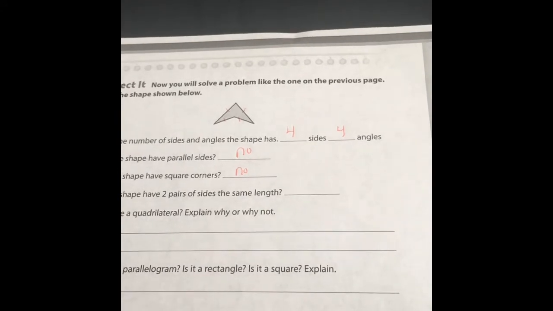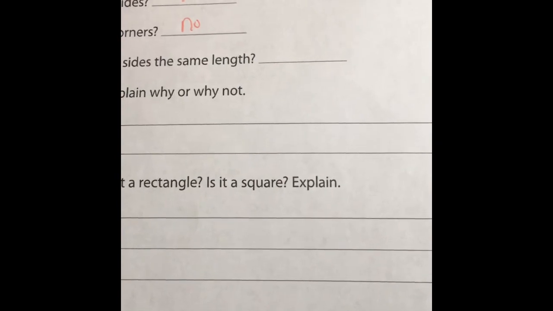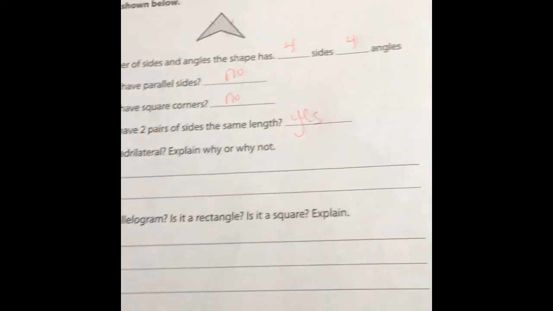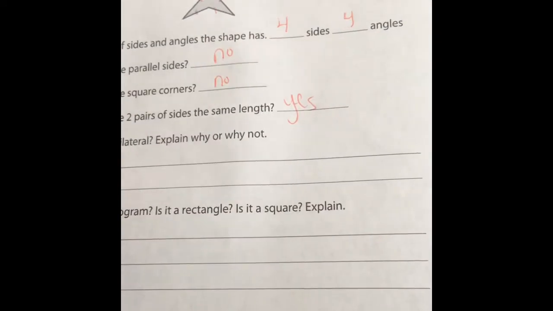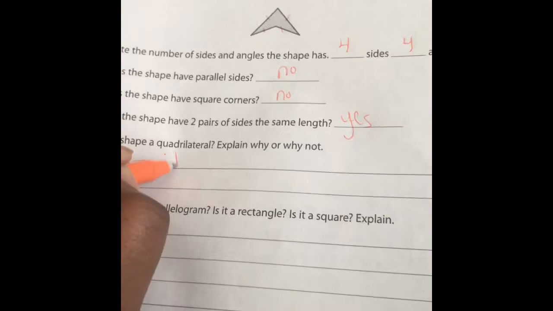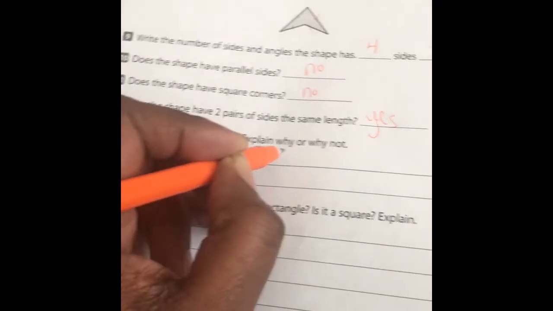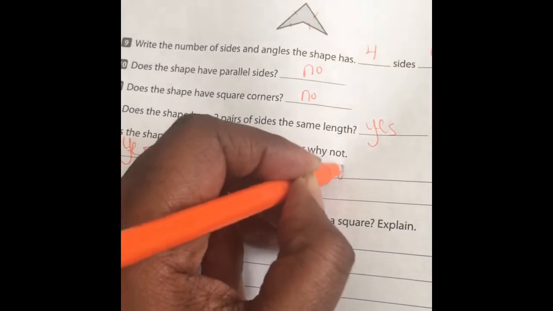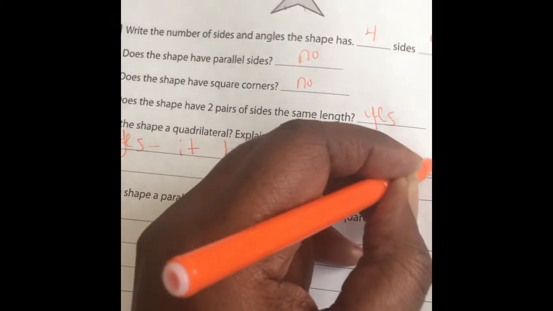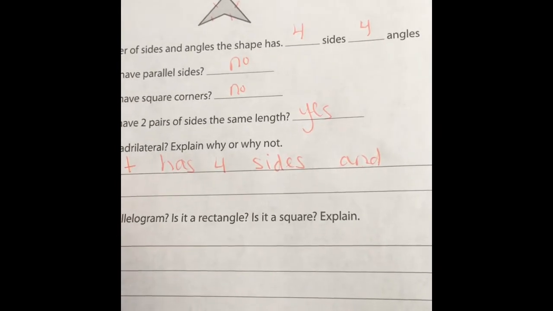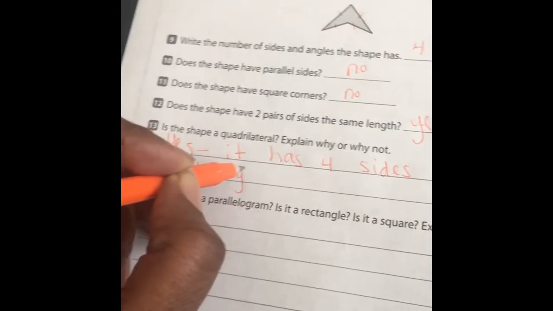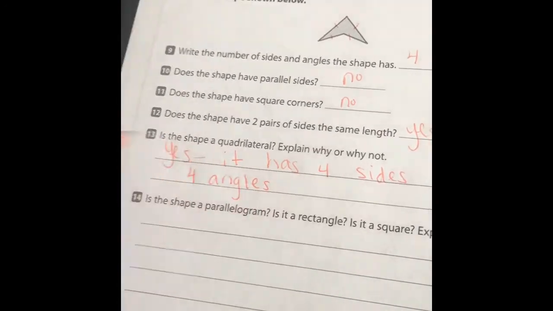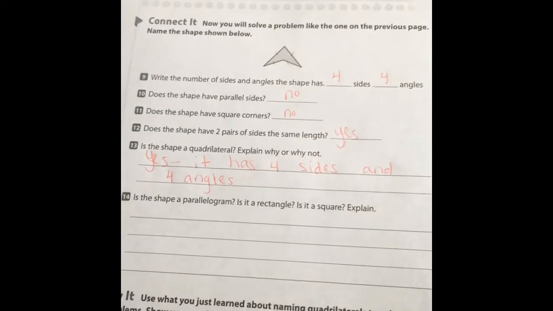Does the shape have 2 pairs of sides that are the same length? Those 2 are the same length and those 2 at the bottom. So that's a yes for that one. So is this shape a quadrilateral? Yes. And we know for it to be a quadrilateral, it has 4 sides and 4 angles. That is the test. If it has 4 sides and 4 angles, it is a quadrilateral.